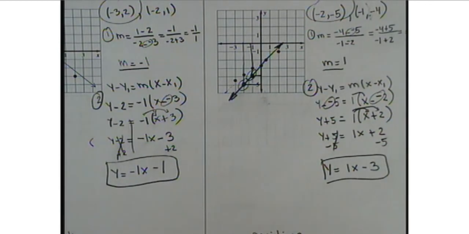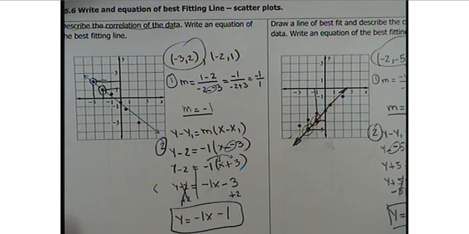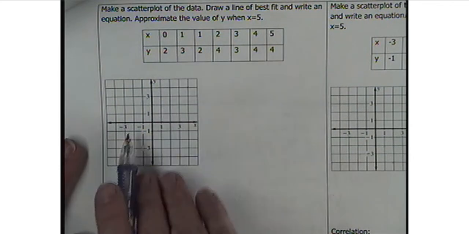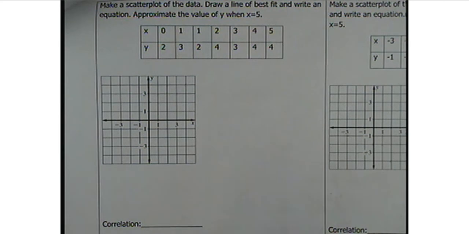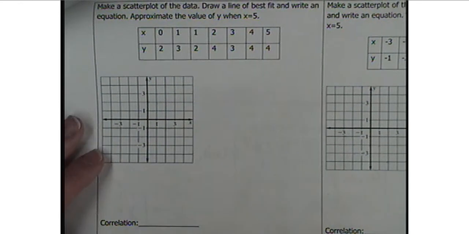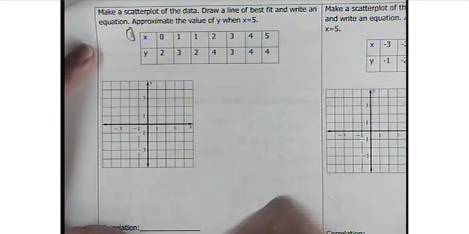With this, we are done with learning target 5.6. Now the last learning target is 5.7, where we are given data, and our job will be to plot all those points on the graph, draw the line of best fit, write down the correlation, write the equation, and predict where we'll get our next point on the graph. So let's begin with step 1. Step 1, we're going to plot all those points into the graph.